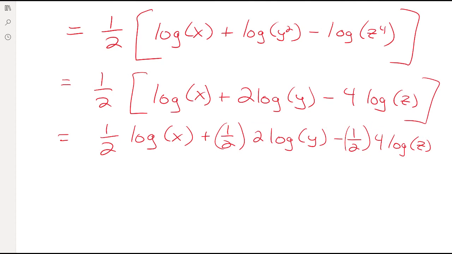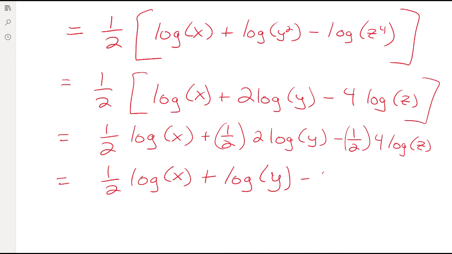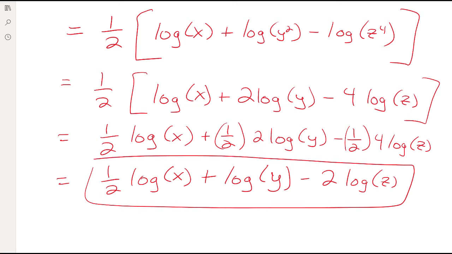Next, let's just make this look a little nicer. This will be 1/2 log of x. 1/2 times 2 is just a 1, so it becomes a plus 1 log of y. And then minus 1/2 times 4. 4 divided by 2 is 2, so that's 2 log of z. All right, folks, that is the fully expanded version of that.